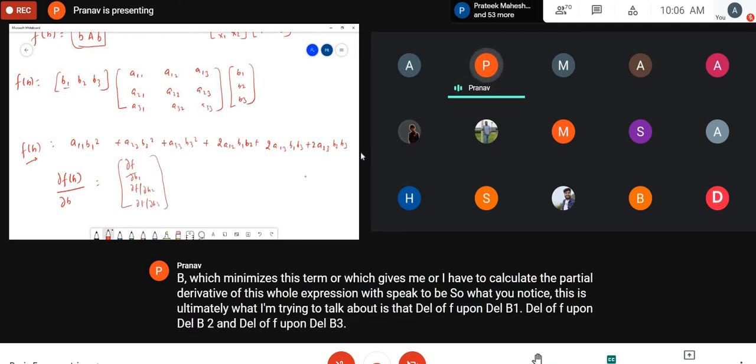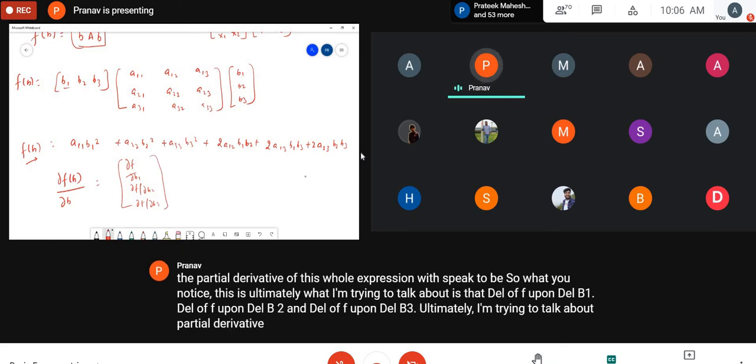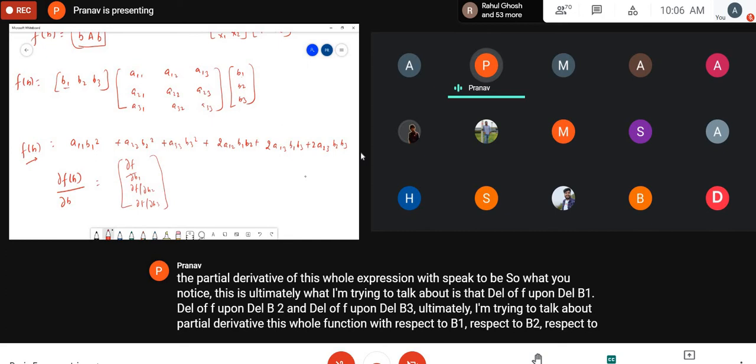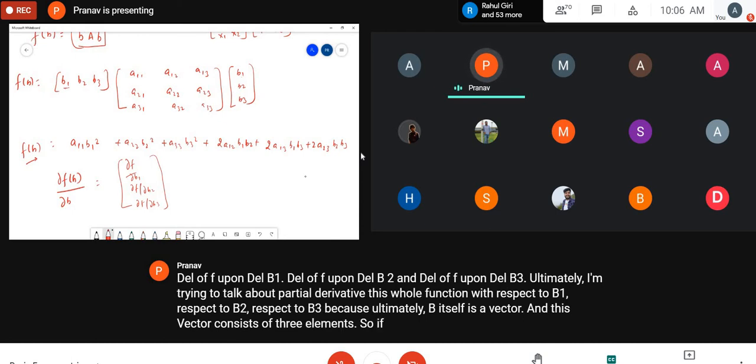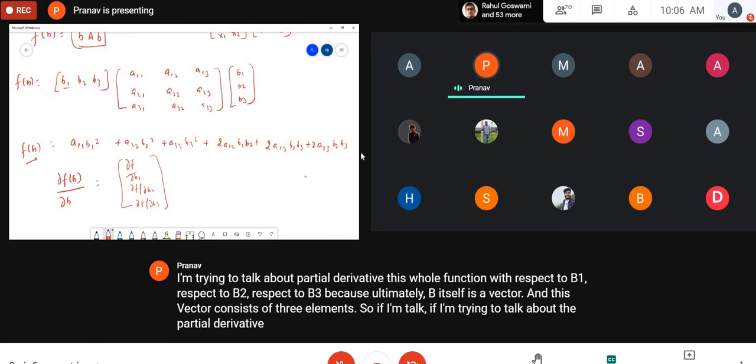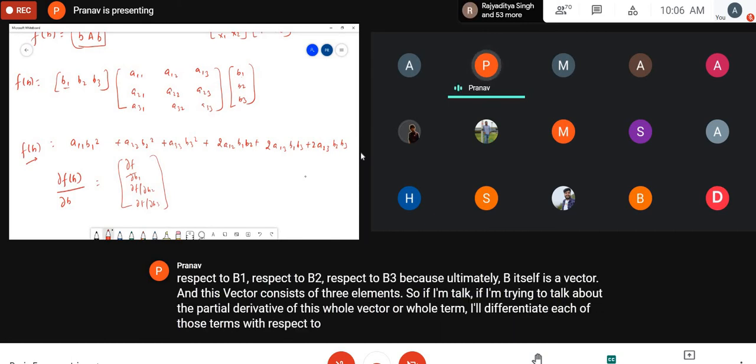Ultimately I'm talking about the partial derivative of this whole function with respect to b1, with respect to b2, with respect to b3, because b itself is a vector, and this vector consists of three elements. So if I'm talking about the partial derivative of this whole vector or whole term, I'll differentiate each of those terms with respect to b1, b2, b3.